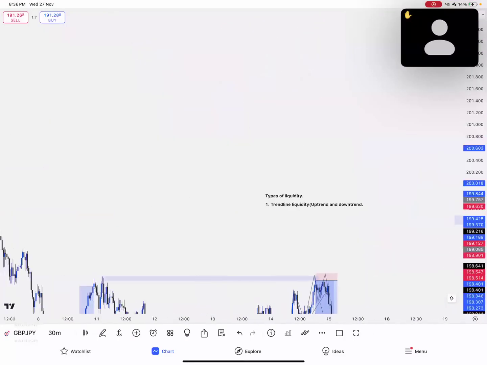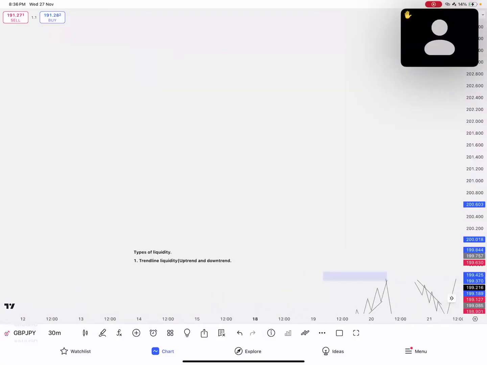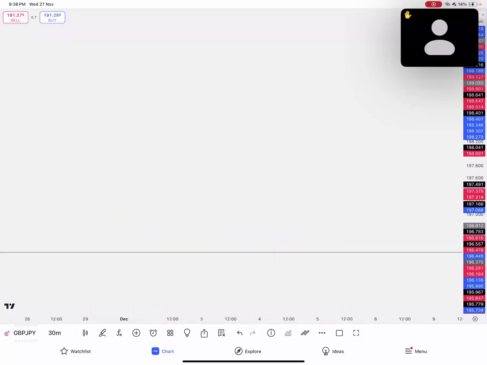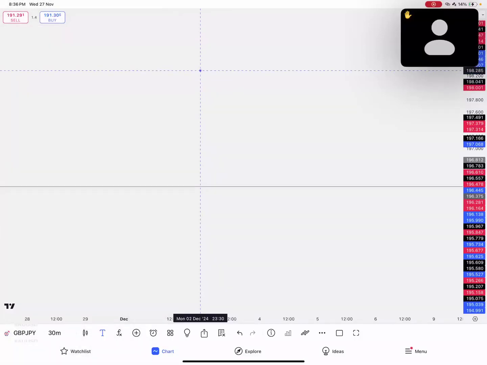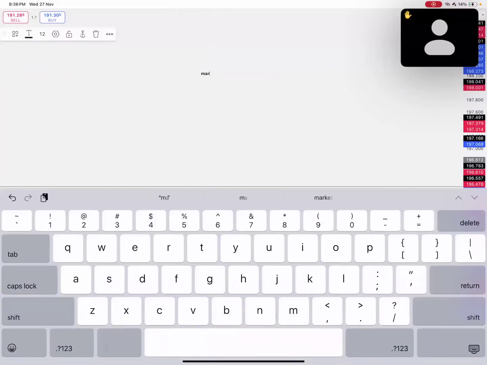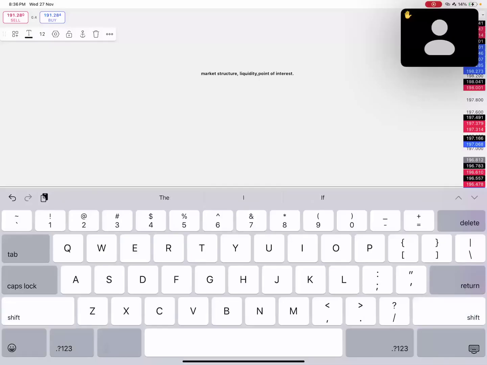I'm not going to start defining everything because this will be more practical, since I've already defined everything before. Like I said, this strategy is made up of three key things: market structure, our liquidity, then our point of interest. Market structure, liquidity, point of interest.